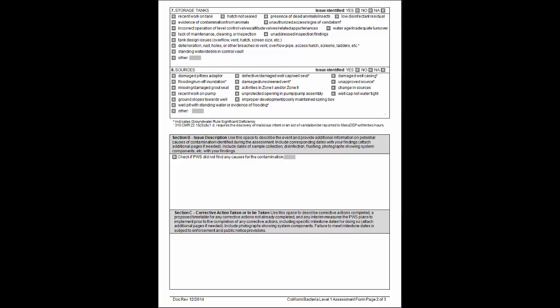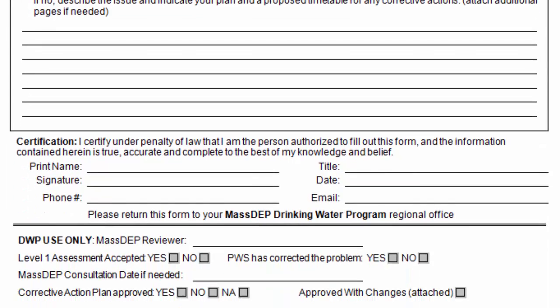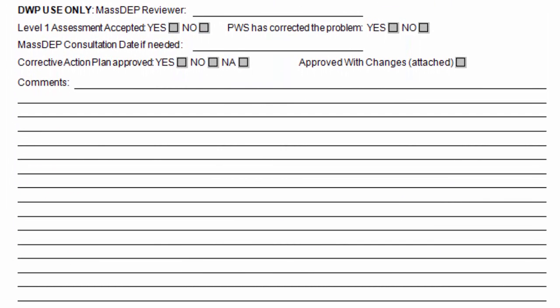And there's a section to say, did I find a problem? Well, if you found a problem, then you have to define how you're going to fix it and the timeline you're going to fix it. And the sooner you get these things corrected, the easier it is for everybody. And compliance history, because time slips away. And then there's a section for drinking water for us to write any comments as well.